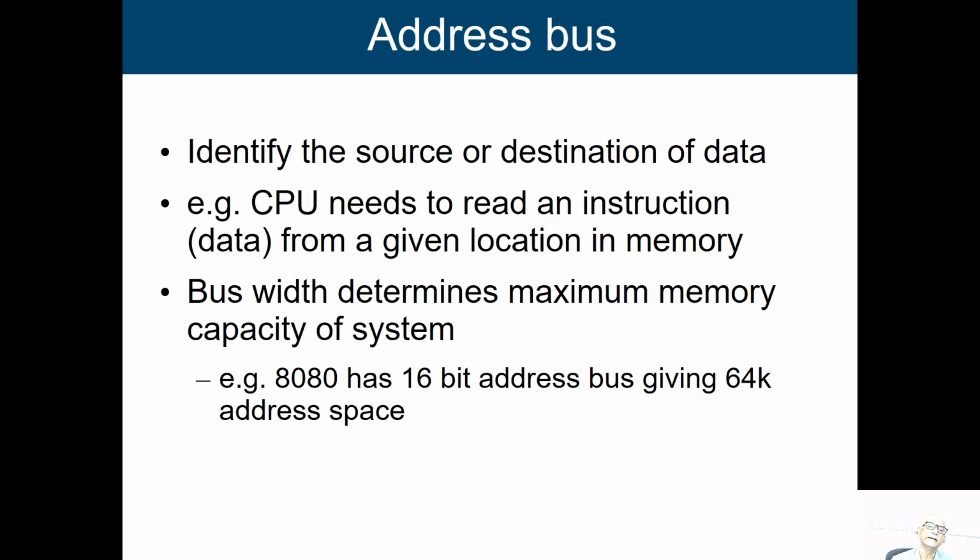Similarly, if I am going to look for particular data, I have to find out the address of the location where we have kept this particular data. Now, we are going to discuss those addressing schemes also. To provide this address, we need this particular address bus. Here is one example, it says that 8080 has a 16-bit address bus giving 64K address space.